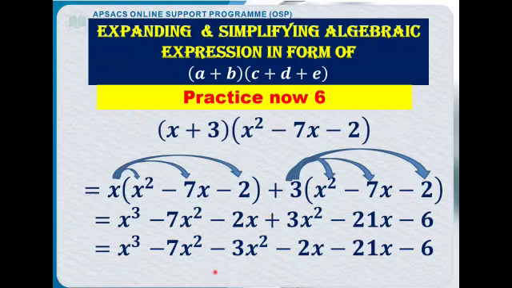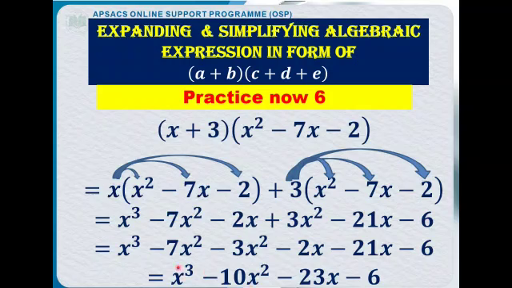Clear? So x³ is going to be the same. Minus 7x² plus 3x² gives −4x². The sign always comes of the greater number. Minus 2x minus 21x gives −23x, but the sign always comes of the greater number, so minus. Minus 6 as it is. Clear? Have you observed the rhythm of the powers? 3, 2, 1, 0. Clear?